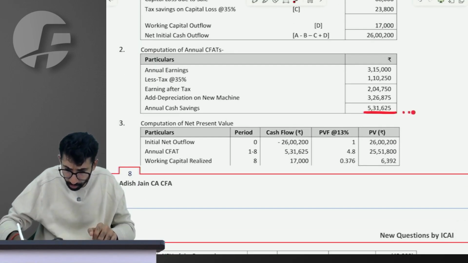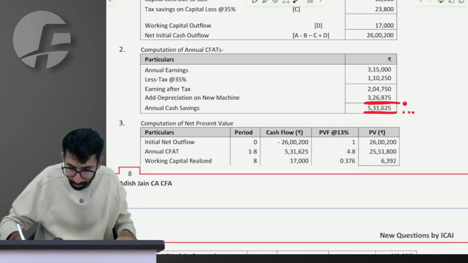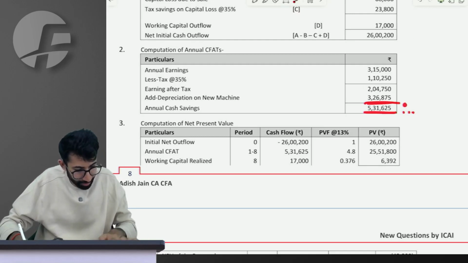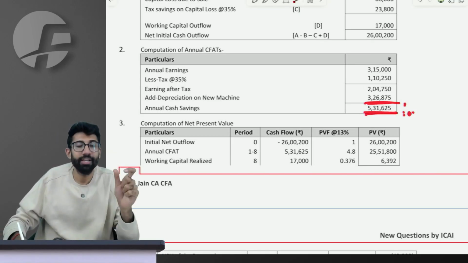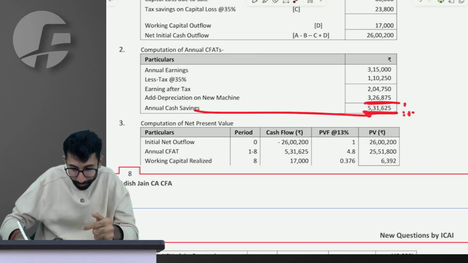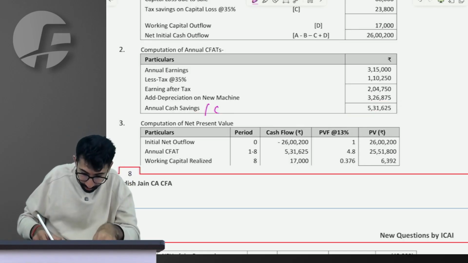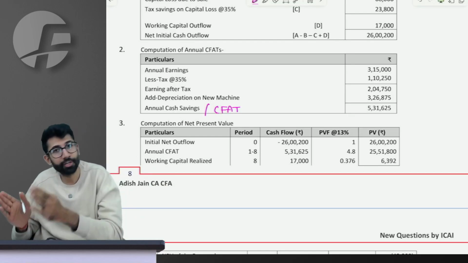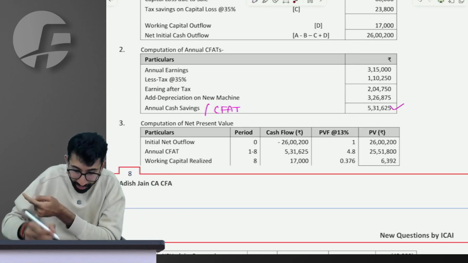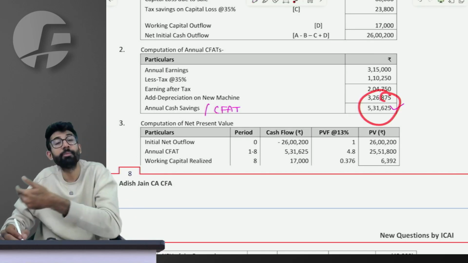Something is wrong. 326,875, I think the amount was correct. So 315,000 minus 35% tax plus 326,875 as the amount of depreciation is 531,625, which is the amount of CFAT. Alternative 1, no CFAT. Alternative 2, this CFAT. So can I say entire amount is an incremental CFAT?